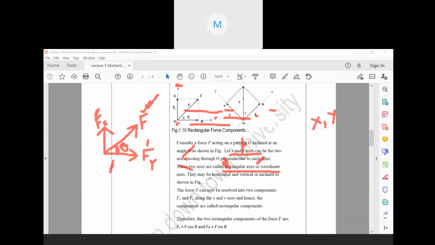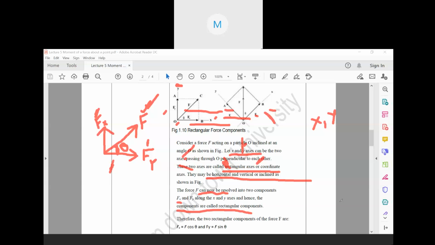Now these two axes may be horizontal, vertical, or inclined. Look, this is horizontal and this is inclined. Therefore, the force can now be resolved into two components. What are those two components? Fx and Fy along the x and y axis, and that is why these components are called rectangular components.